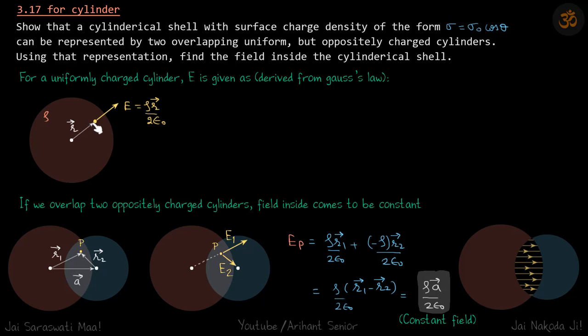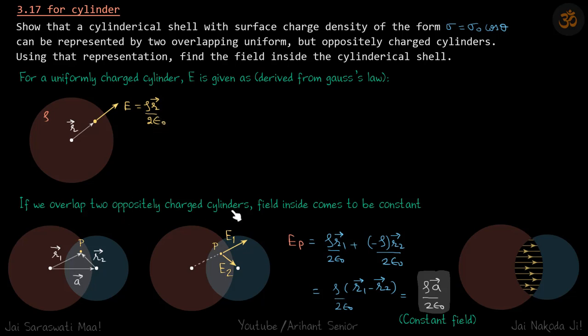Start with a uniformly charged cylinder. Let's say its charge density is rho coulomb per meter cube. From Gauss law we can easily find that the electric field at distance r is given as rho r vector by 2 epsilon naught. So for a uniformly charged cylinder, E is given as this and it can be derived from Gauss law.